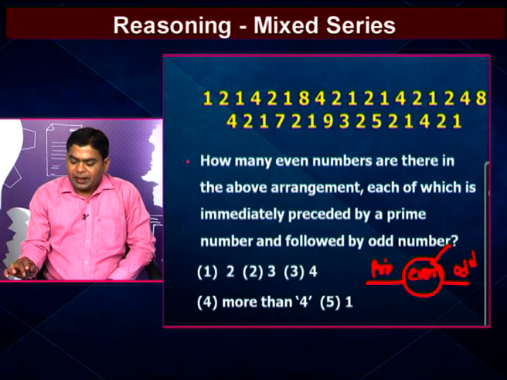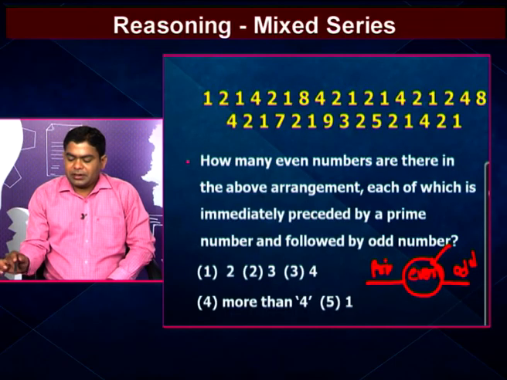After that we go to the next even number. It is not preceded by a prime number. That means that one is not satisfied. After that we go to the next even number. That one is 4. It is not satisfied. Next we go to the next even number. That one is 2. It is preceded by 1. 1 is not a prime number. After that we go to the next even number. That one is 4. It is preceded by a prime number but not followed by an odd number. That means indirectly this 4 is also not satisfied.